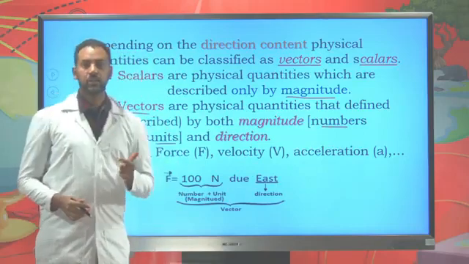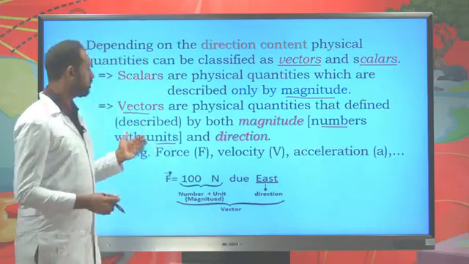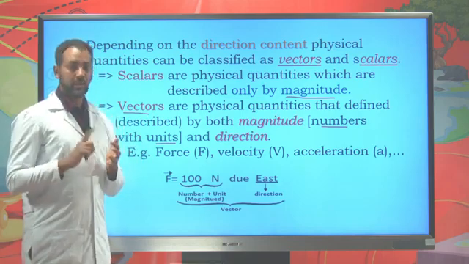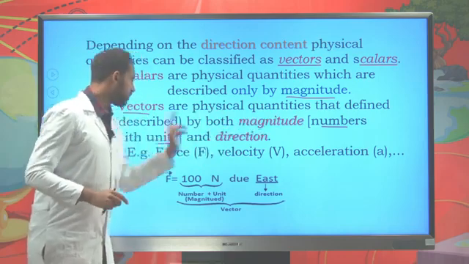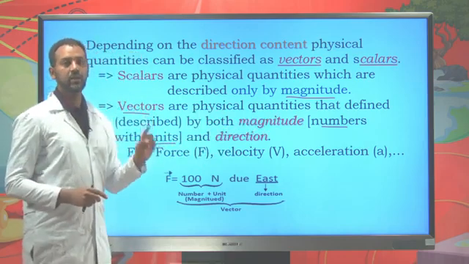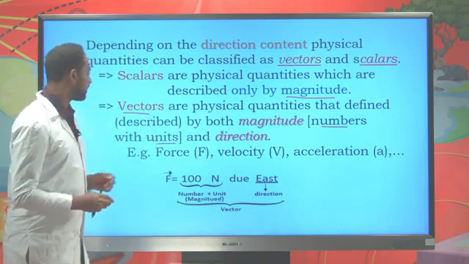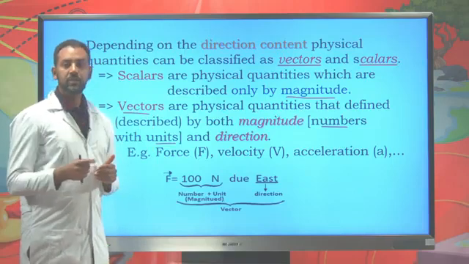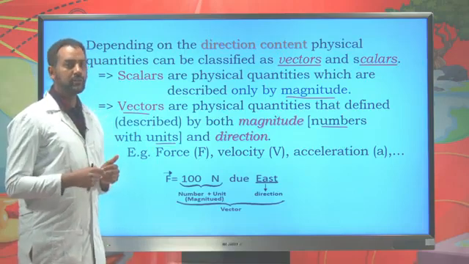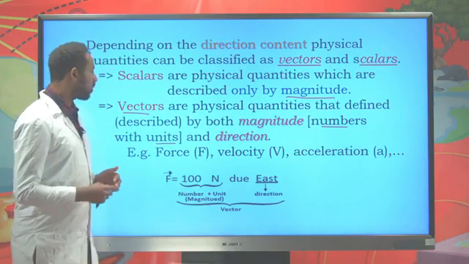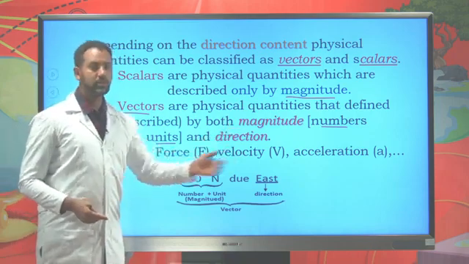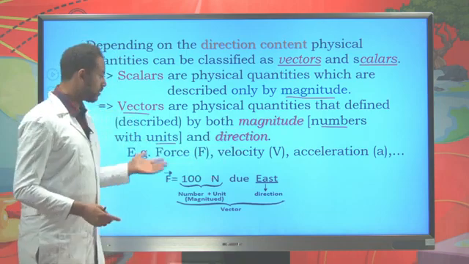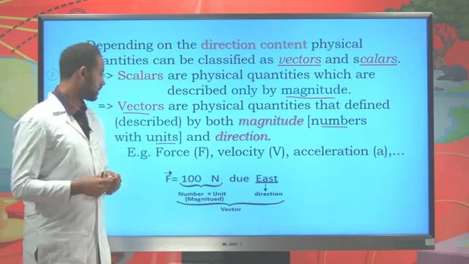Whereas vectors are designated by both magnitude and direction. That means there is magnitude, which means number plus unit, and there will be a direction. So vectors are very important mathematical tools which are helpful for physics. Some of the common vectors are force, velocity, acceleration, momentum, and so on. We have a lot of vector quantities.